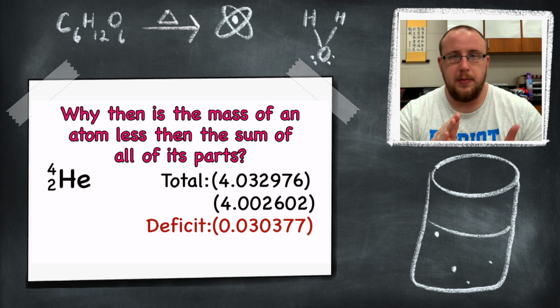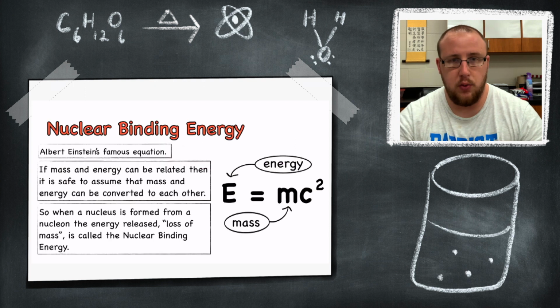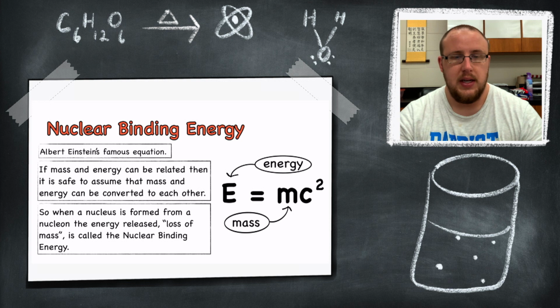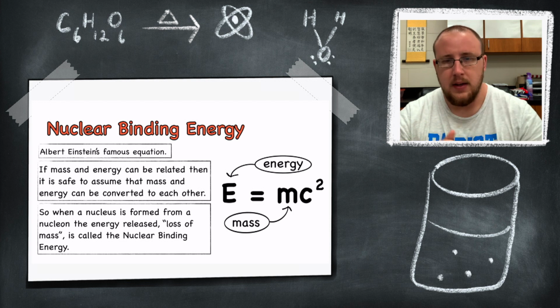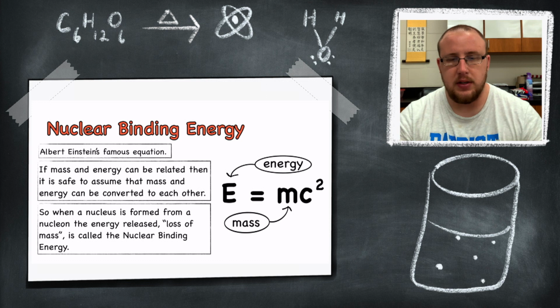Well, the answer to that goes back to Albert Einstein's famous equation, E equals mc squared. So if mass and energy are related in this, E is energy and m is mass, we can see we have an equation with mass and energy in it. If mass and energy are related, then it's safe to assume that mass and energy can be converted to each other. So in other words, they can be interchanged. When a nucleus is formed from nucleons, the energy released, or the loss of mass that we're seeing, is called the nuclear binding energy.